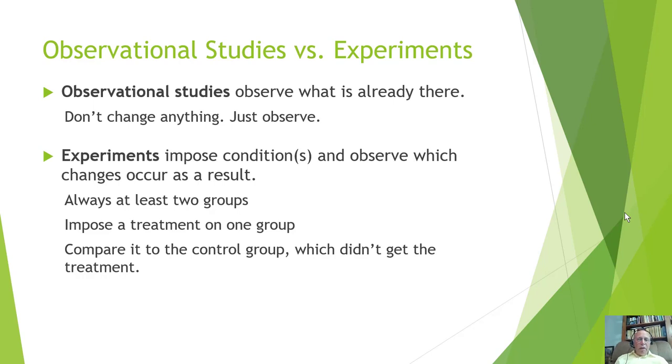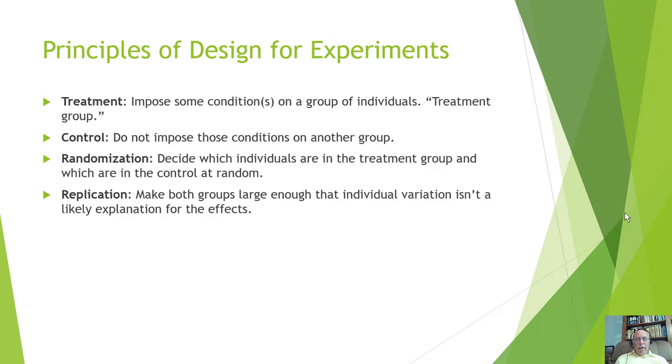Now, in an experiment, there are always at least two groups involved. On one group, you must impose a treatment. That's known as the treatment group. The other is known as the control group, and on that group you do not impose any treatment at all. That makes it possible to compare the difference between the treatment group and the control group at the end of the experiment. The principles of design for experiments are these, and there are four.